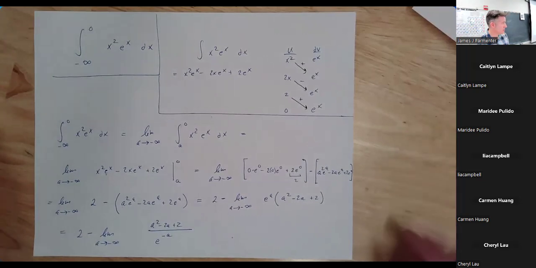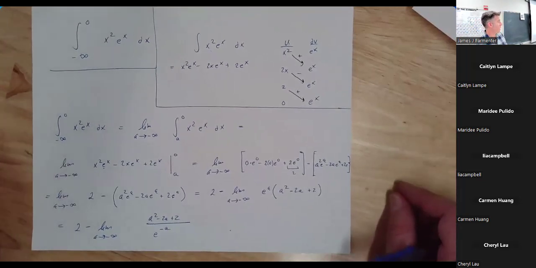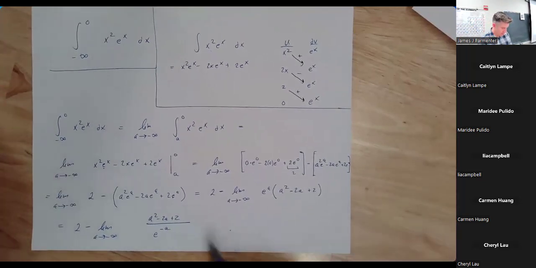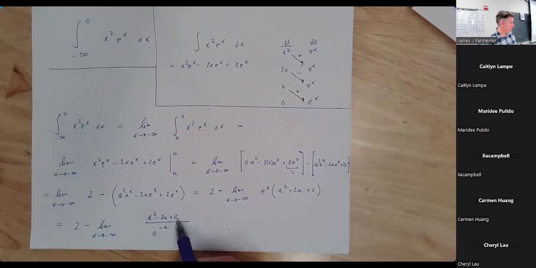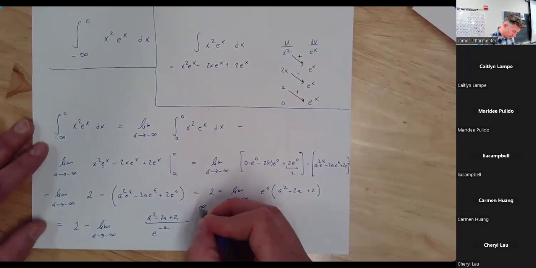And now you can justify to yourself that you have the right type of form. The top is going to infinity. The bottom is going to infinity. E to the negative infinity is e to the infinity, which is very, very large. And infinity squared plus infinity plus 2 is also very, very large. So we definitely have an infinity over infinity type.